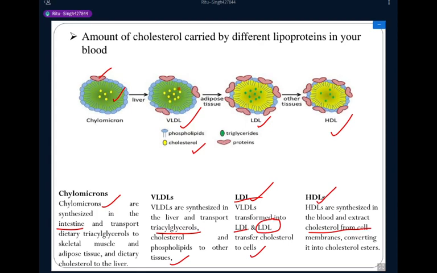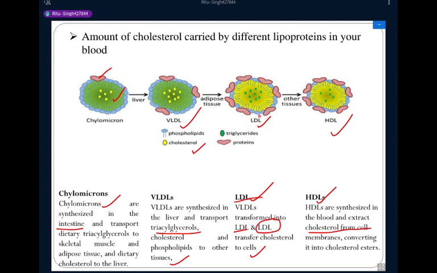In the structure of very low density lipoproteins, in the middle, the cholesterol level increases and the protein level also increases, and this is covered by a phospholipid membrane. It enters the adipose tissues, and in the adipose tissue this VLDL is converted into low density lipoprotein.